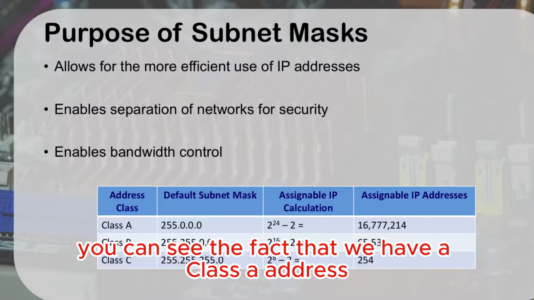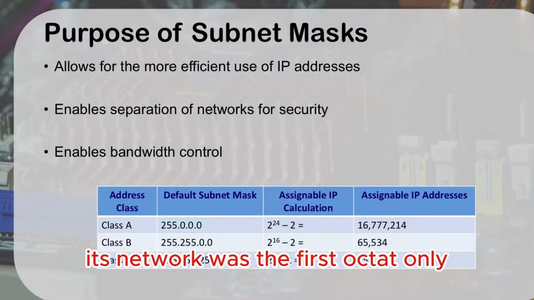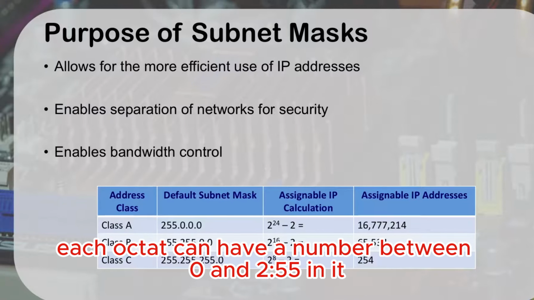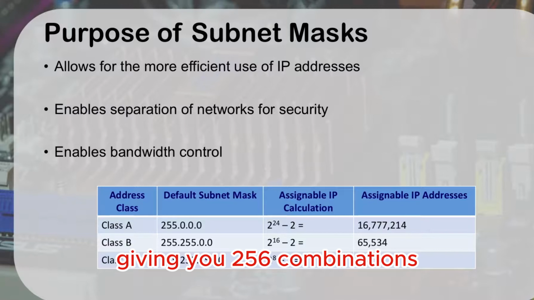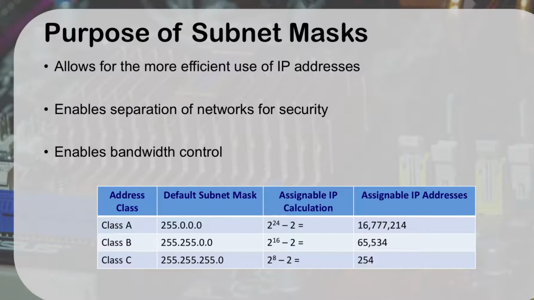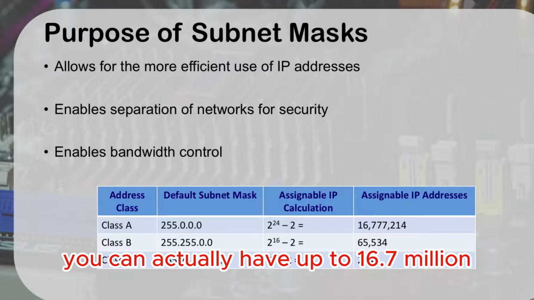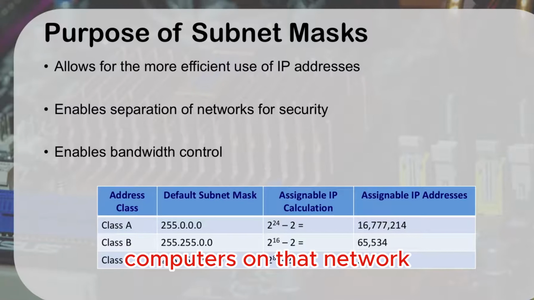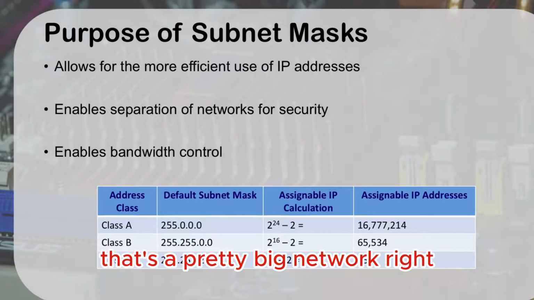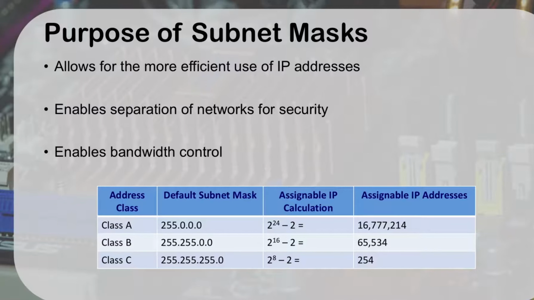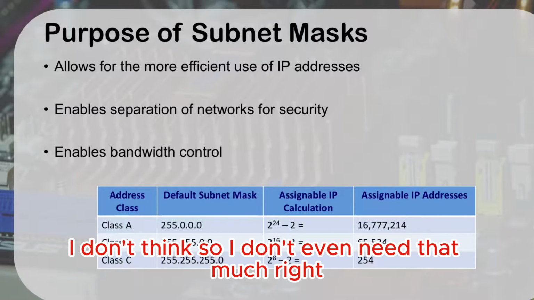If you look at this, you can see the fact that we have a class A address, its network was the first octet only, meaning there were 3 octets for the host. Each octet can have a number between 0 and 255 in it, giving you 256 combinations. So, if you had a Class A address, you can actually have up to 16.7 million computers on that network. That's a pretty big network, right? Do you need that much for your home address? I don't think so. I don't even need that much, right?